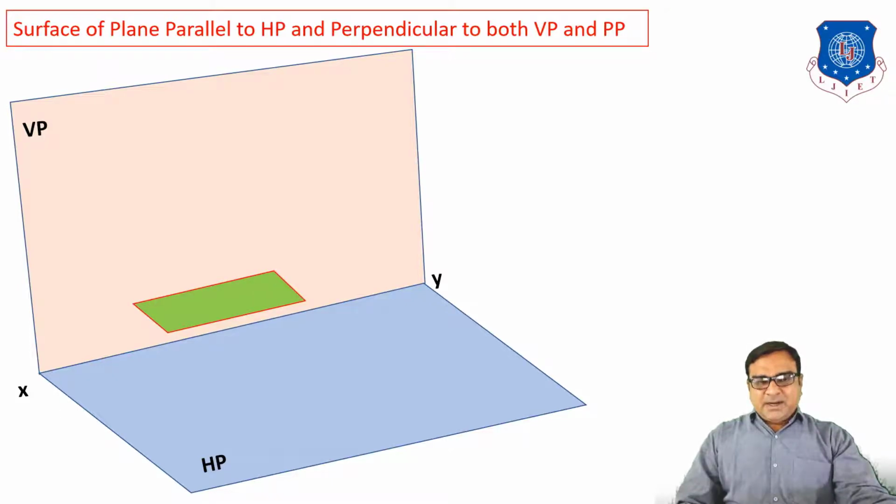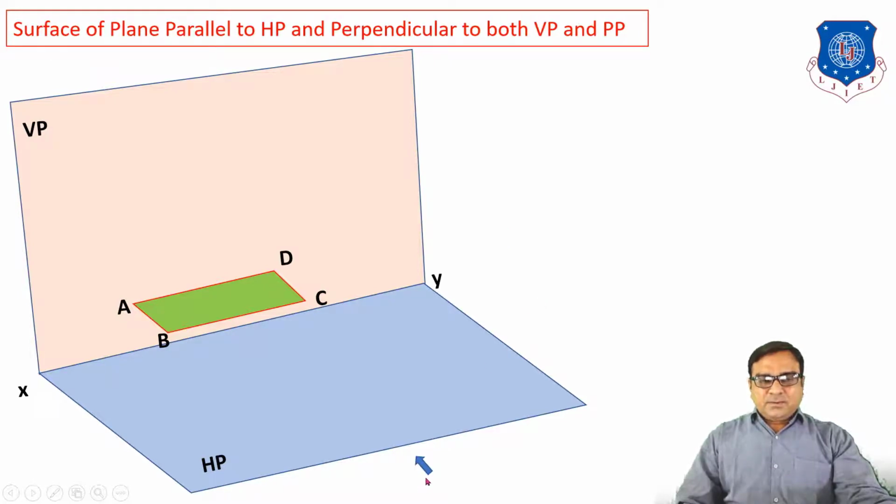Now consider one rectangular plane of any size with its longer edge and shorter edge. The corners are named A, B, C, D. Here AB and CD are the shorter edges and BC and AD are the longer edges. So this plane is placed in the first quadrant in such a way that the surface of the plane is parallel to the horizontal plane and perpendicular to the vertical plane, and it is also perpendicular to the profile plane.